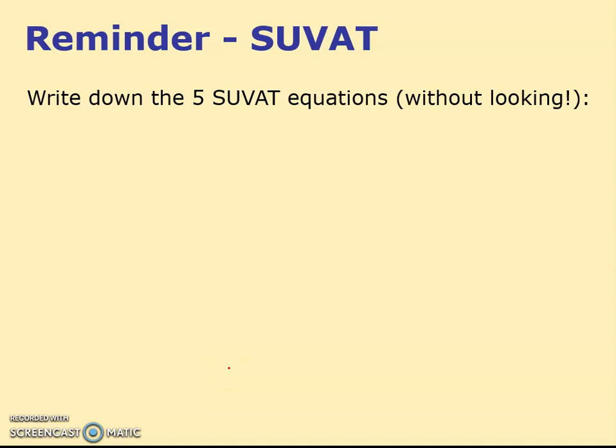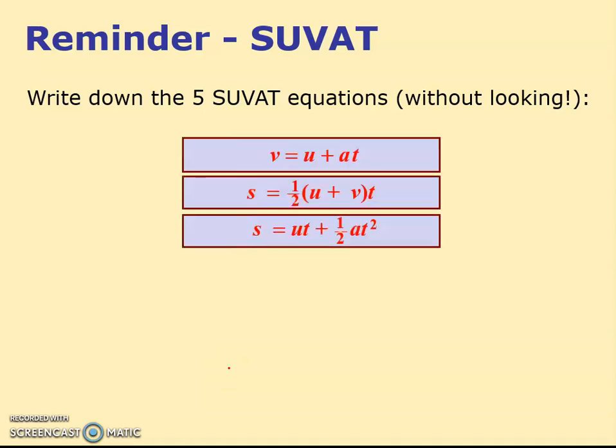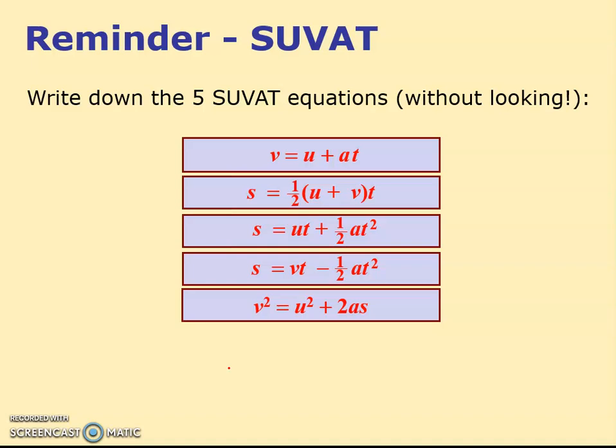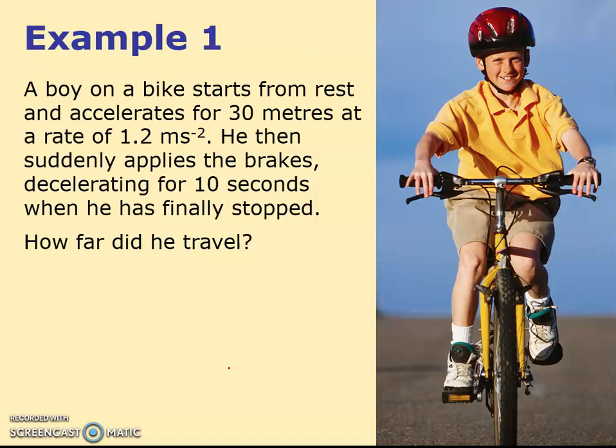So on that basis, here's the reminder of the 5 equations that we call the SUVAT equations. We are going to be using these, and we're meant to be able to remember those. We're meant to be able to write them down. So if you haven't written them down recently, do it immediately and make sure that you've got those written down. We'll use them in a couple of examples.